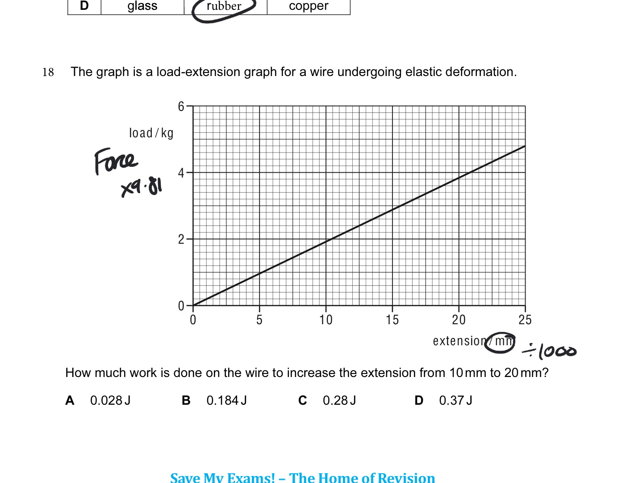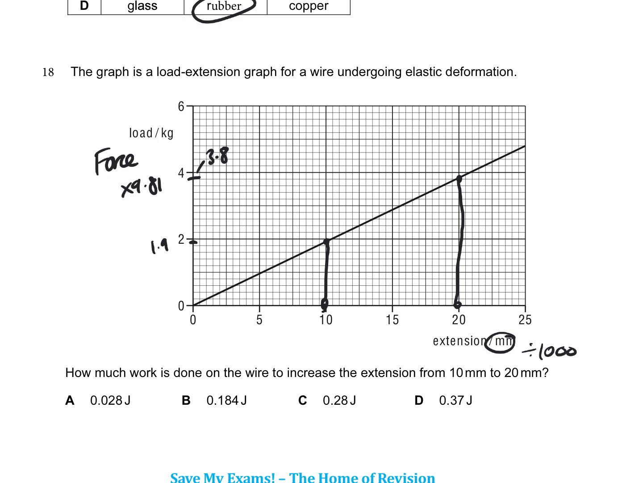Well, work done is going to be equal to the elastic potential energy stored, or the strain energy stored. And it wants it increasing from 10, which is here, to 20. Careful to read off the points accurately. That's not 2 there. It's going to be just shy of 2 at about 1.9. This one I would say is 3.8.